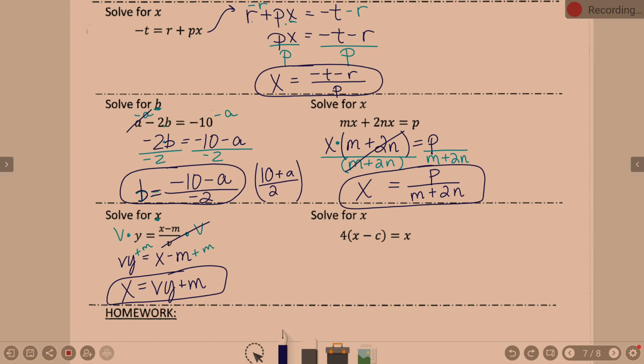What is your homework? Lesson 2.5 in Math Excel.